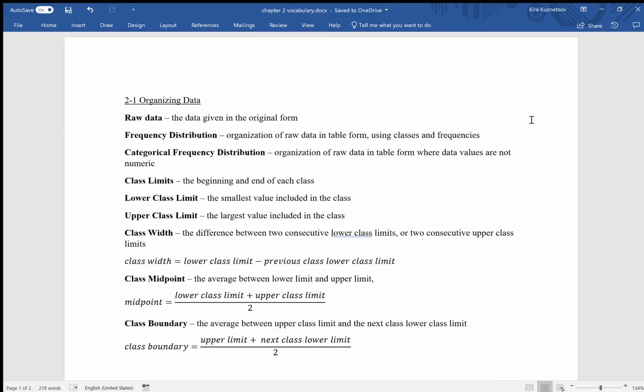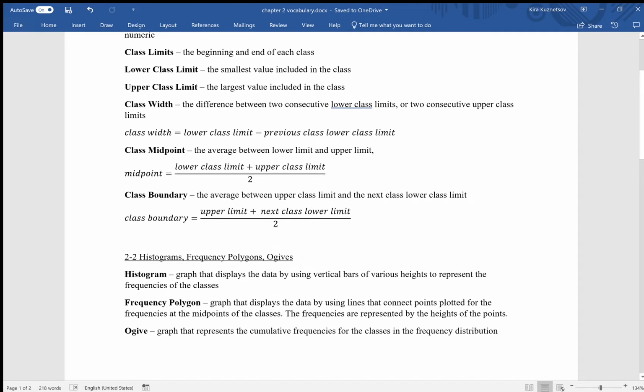Every class has a midpoint. This is the average between the lower limit and the upper limit. The formula is given under the definition. Class boundary. Between two consecutive classes, there's a class boundary. In order to find a class boundary, you look at the upper limit of one class and the lower limit of the next class, and you want to take the average. Again, this will be an example in the next video.